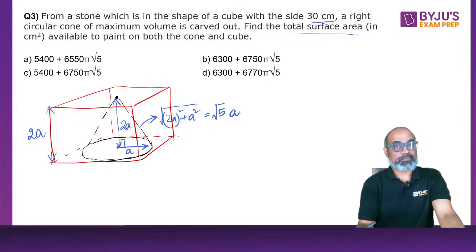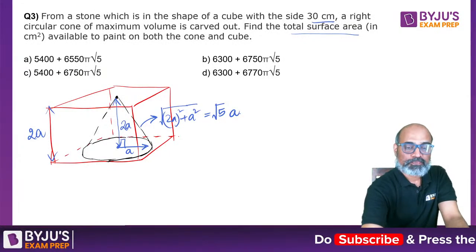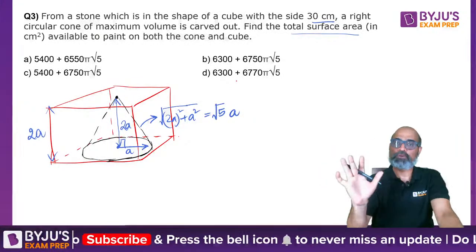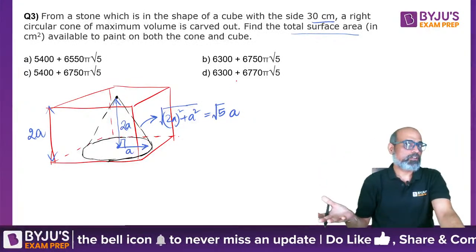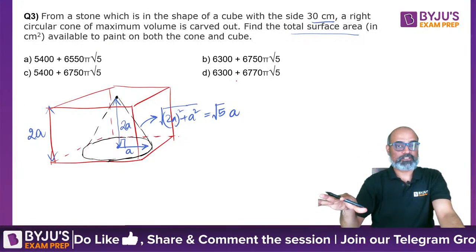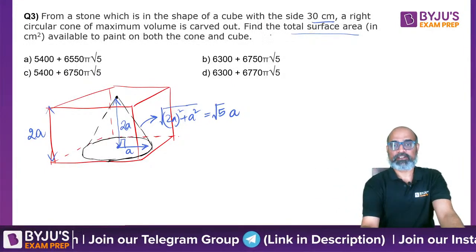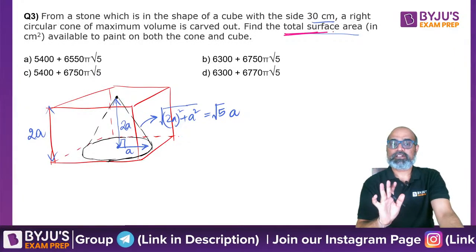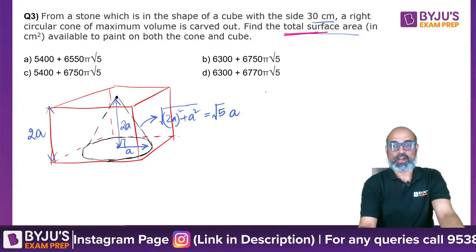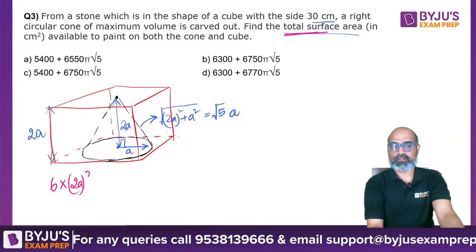Now, since we know the dimensions, we will try to calculate the total surface area. So visualize that you have a particular cube. From that cube, you have taken out a cone of maximum volume. And if I now want to paint both of these three-dimensional figures, inside out, everywhere, right? Because we have to find out the total surface area. So what is the extra additional surface that we got? There was already an additional surface area of 6 into 2A whole square.